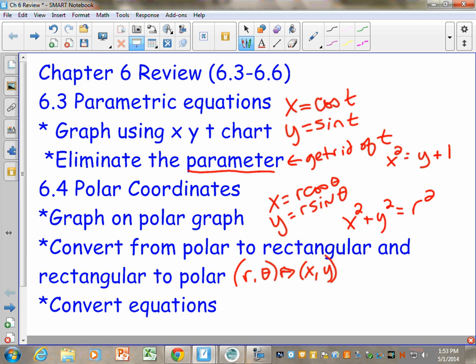Sometimes it will be ugly, and you'll have to use your calculator and get a decimal, and sometimes it'll be something from our unit circle, which means you can actually give me an exact answer with radicals. And then converting equations, you use the same stuff. You just have to substitute in for your x's and your y's or your thetas and your r's. Definitely we'll look at some of those as we go over the review tomorrow. There's definitely some tricks to it.